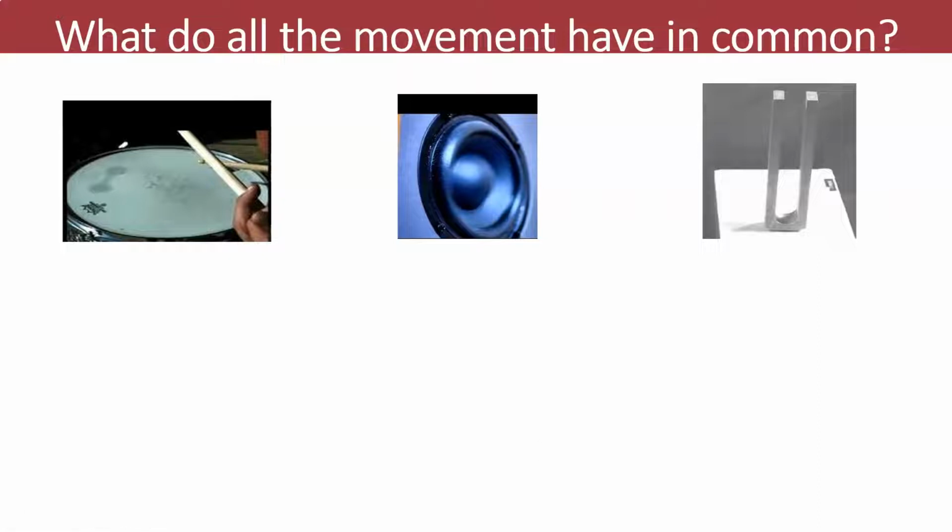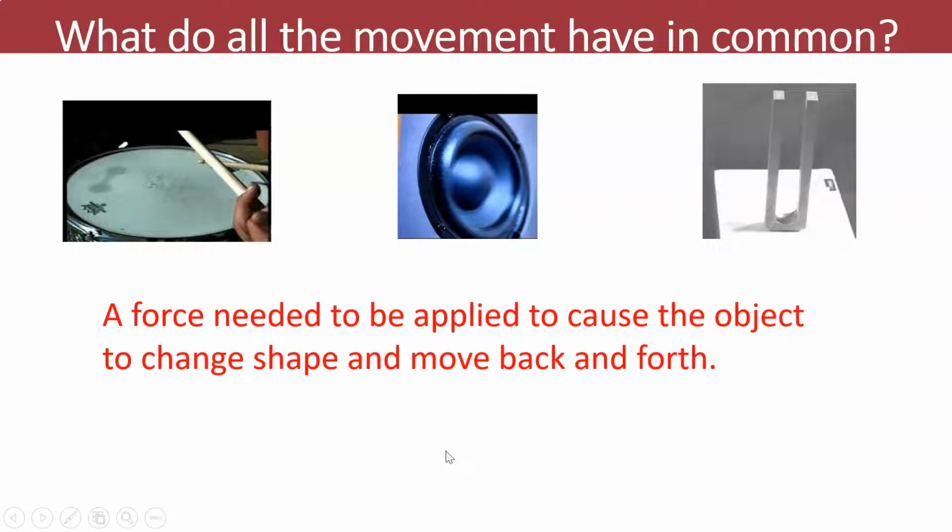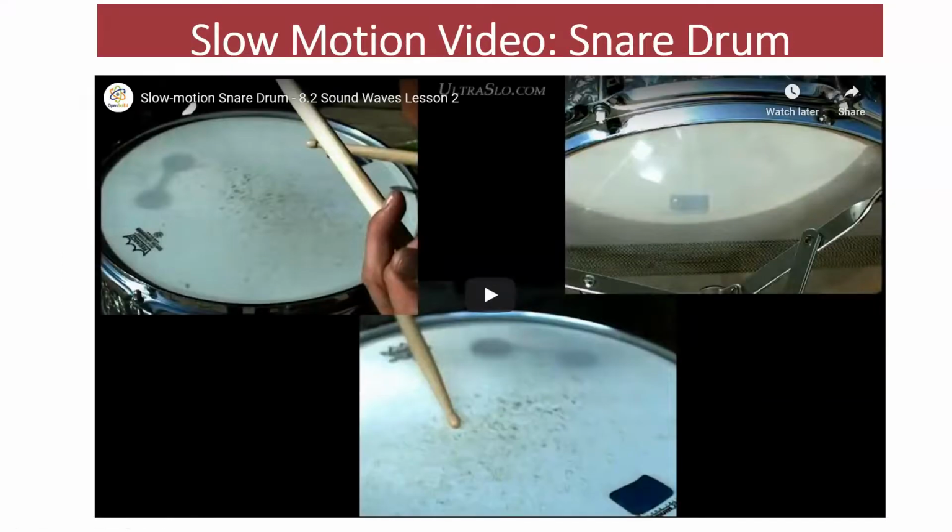Take a moment to think. Yes, you had to hit them, apply a force to get it started. That force caused the object to change shape, to move back and forth. The force transferred energy to the object that caused the object to move and change shape. The only thing that was different was that some of the objects, like the drum, were moving up and down, and some others were moving left to right. Now, how did the shape of the objects keep changing after we were done striking or plucking them?